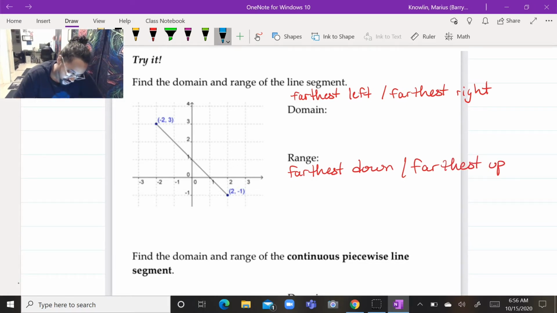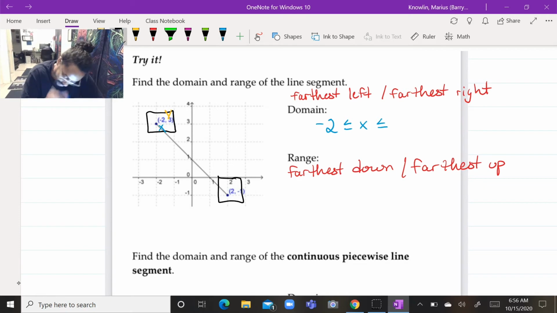Okay, so here are our 2 points. This is furthest to the left. The x value is -2, the y value is +3. So our furthest to the left would be -2 less than or equal to x, which is less than or equal to the furthest to the right. The furthest to the right, okay, is +2, and the y value is -1. We're gonna use yellow. Let's keep it color coordinated. So for the furthest to the right, it would be +2.